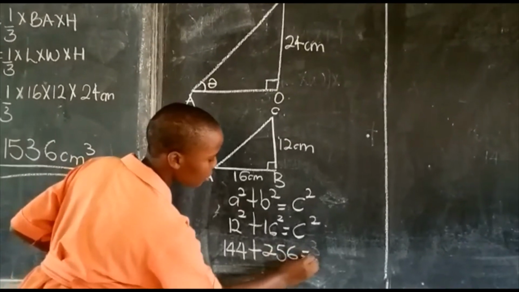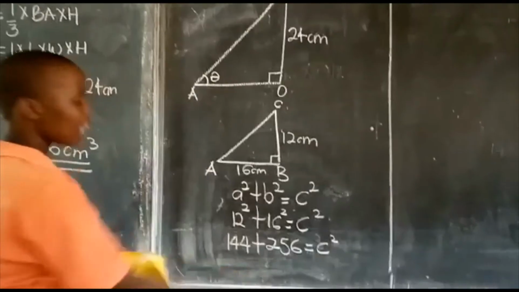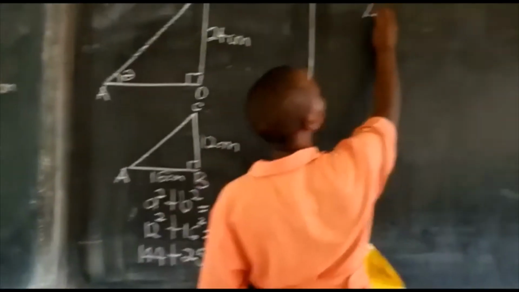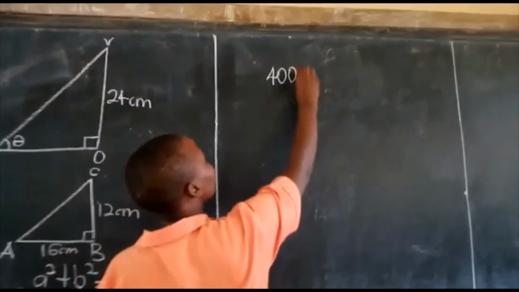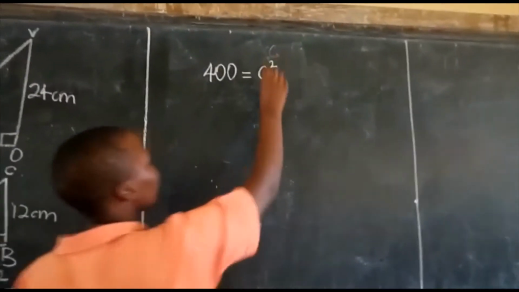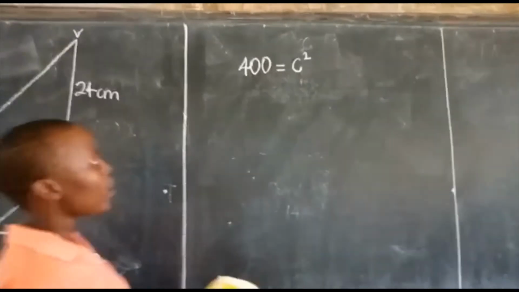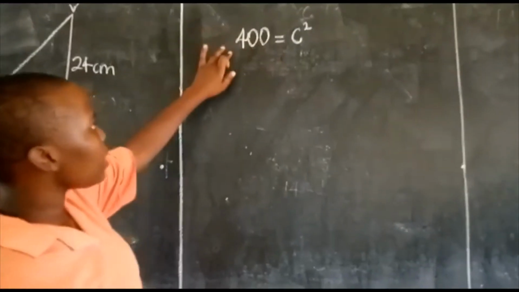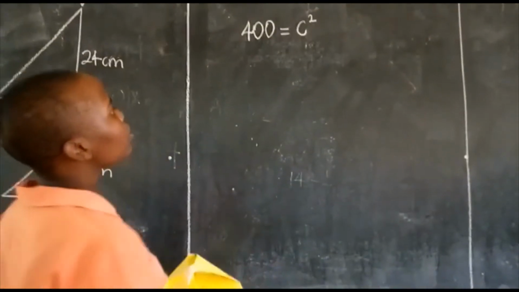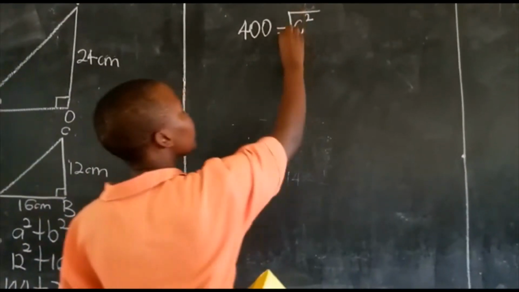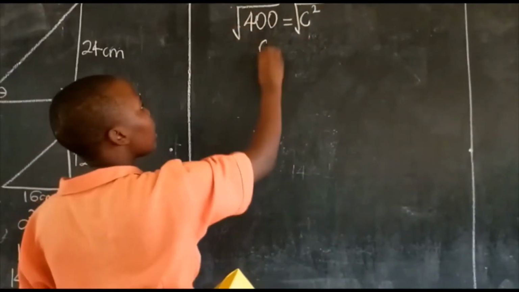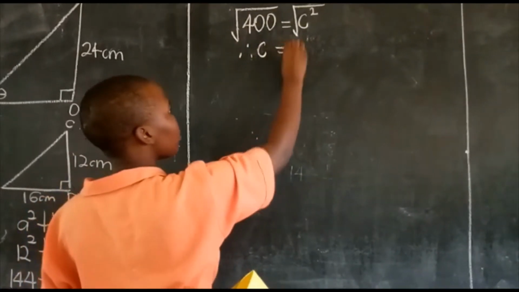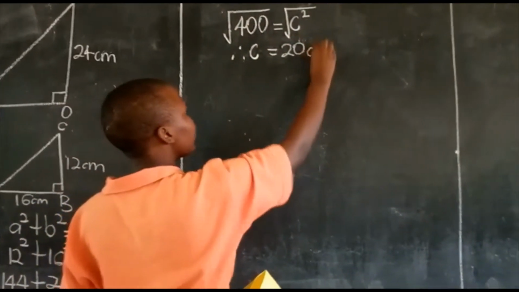144 plus 256 equals c squared. When you add this, we shall result in 400, which is equal to c squared. In order to get c, we have to find the square root, so we shall put the square root on both sides. Therefore, our c will be equal to 20 centimeters.